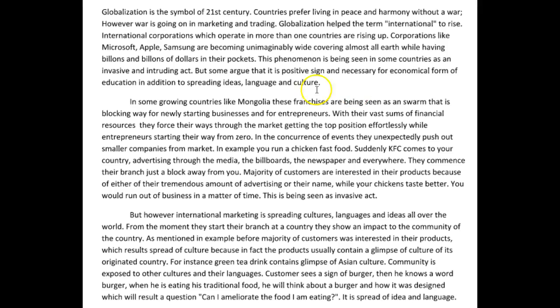So your intro should be much simplified, maybe 3 sentences that talk about that international marketing is a feature of the increasingly globalized world. While many believe that international marketing is invasive and intrusive and results in cultural erosion to the target country, others perceive it as being a necessary part of an inevitable trend.